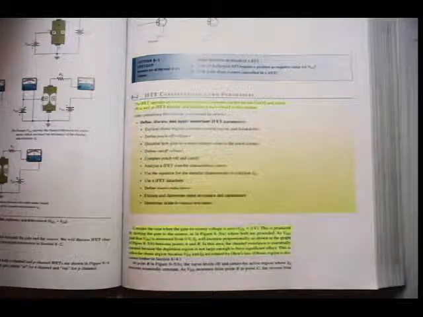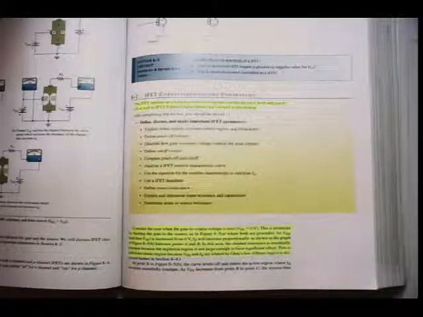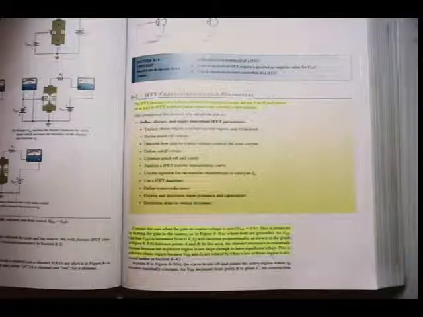The JFET operates as a voltage controlled constant current device, as we've seen in the previous section. Cutoff and pinch off as well as JFET transfer characteristics are covered in this section.